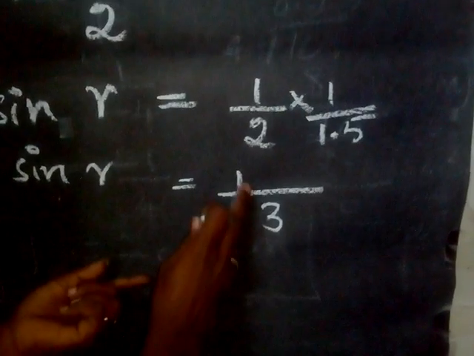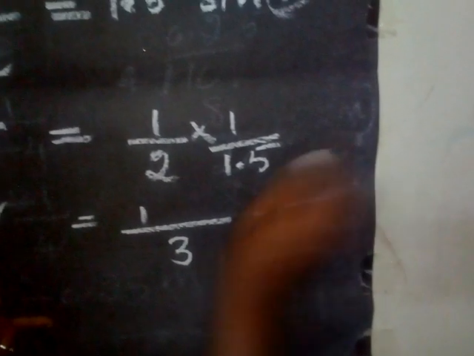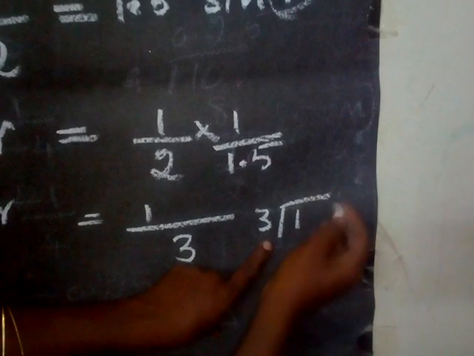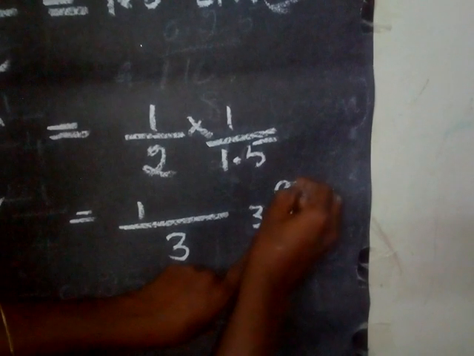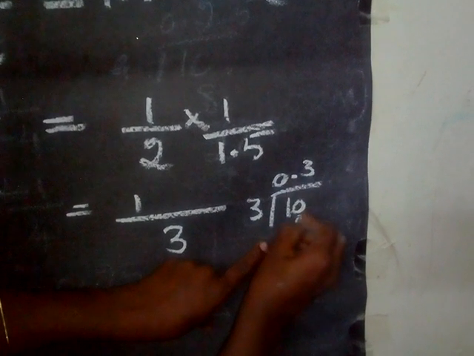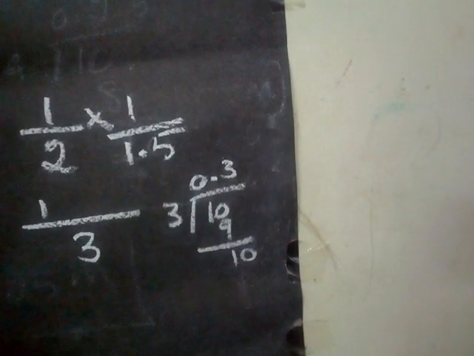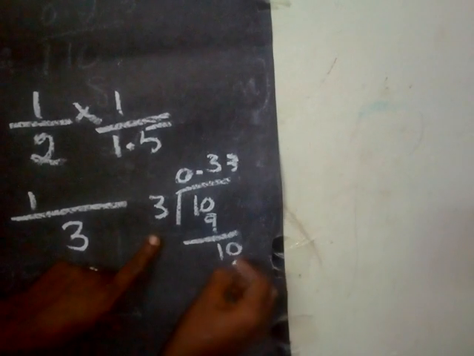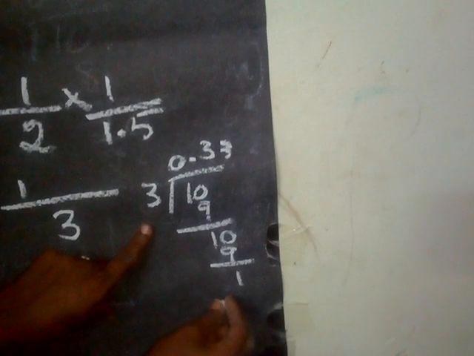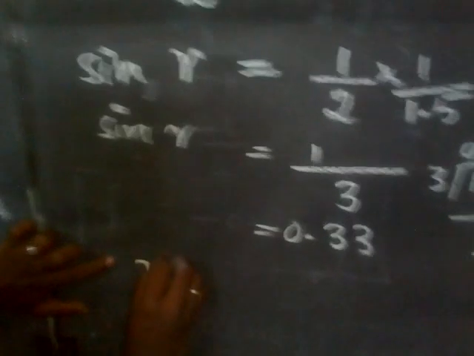The next step, you have to divide these numbers. 1 divided by 3. 1 is a very low value, so put 0 and put a decimal point. Add a 0. 3 3s are 9. Subtract the value, 10 minus 9, 1. Then add another 0. The number is 10, so 3 into 3, 9. The remaining value is 1. So this value is 0.333.